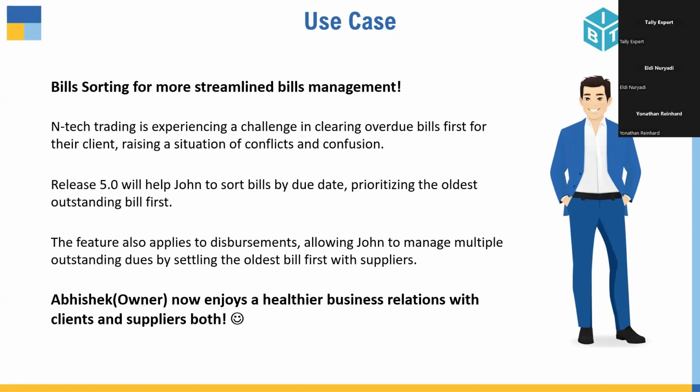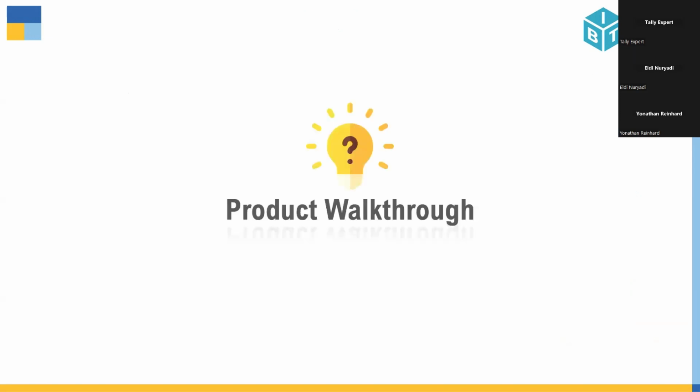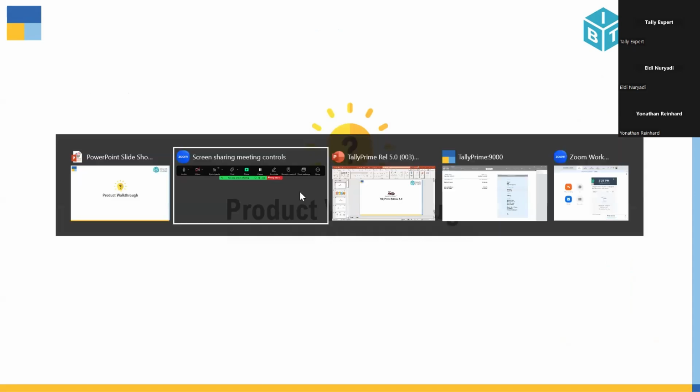Before that, let's see one of the scenarios that happens often in the business. Tech Trading just faced a challenge in clearing bills that creates a confusion. And with release 5.0, John initiated the new feature that will help him to sort pending bills by prioritizing the oldest outstanding that comes earlier for suppliers. Knowing that this feature helped, Abhishek as the owner feels happy because his relationship with clients and suppliers both are getting stronger and stronger. So now let's take a look at the product, how this bill sorting feature works.